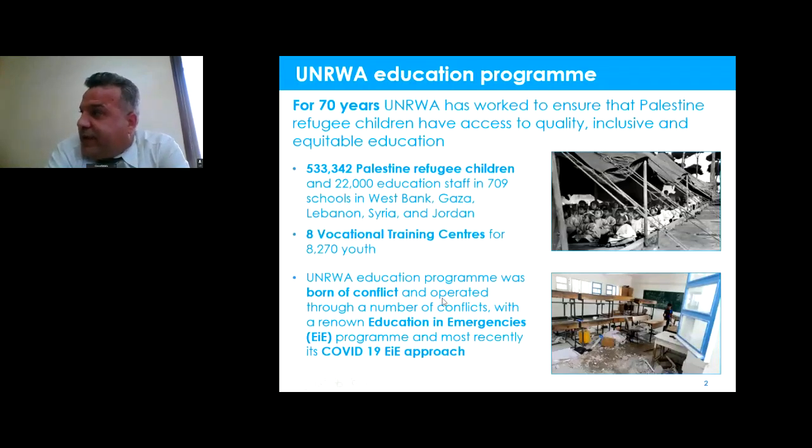Some figures about UNRWA. We have 533,342 Palestine refugee children and 22,000 education staff in 709 schools in five fields: West Bank, Gaza, Lebanon, Syria, and Jordan. Also, we have 8 vocational training centers for 8,270 youth. The UNRWA education program was born of conflict and operated through a number of conflicts, with a renowned education in emergency program, and most recently, its COVID-19 education in emergency approach.